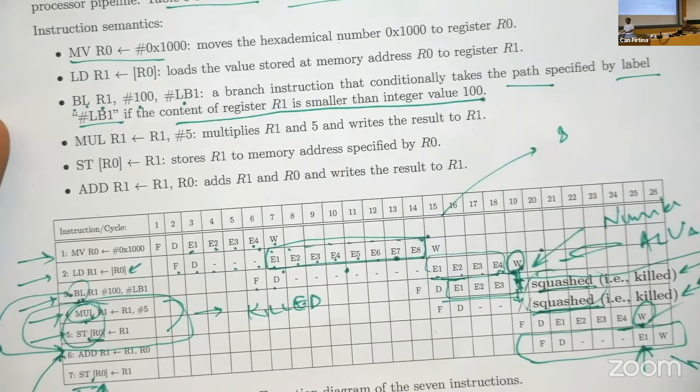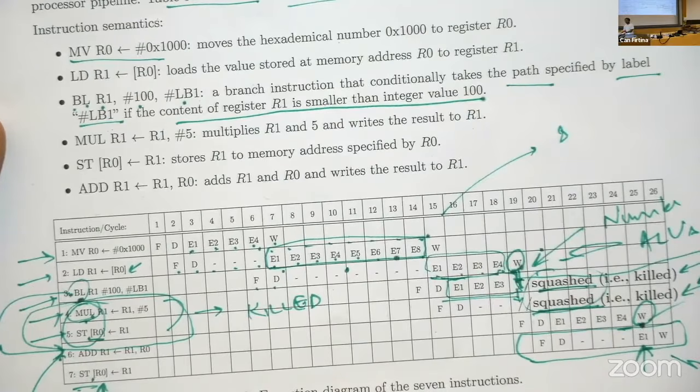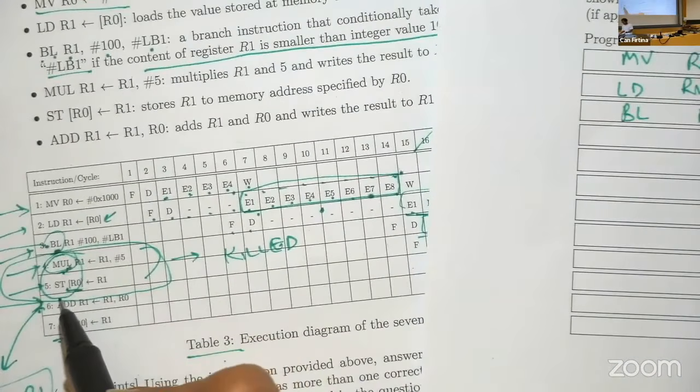Once again, I'll repeat it just to make it very clear. The branch will go to the next instruction that is completed after the branch. The correct address for the branch will be the instruction that will be committed. The first instruction after the BL that we see committed at W is this add. That is how I know the address of LB1. So these two, the mul and the store instructions, were on the path that was not taken.